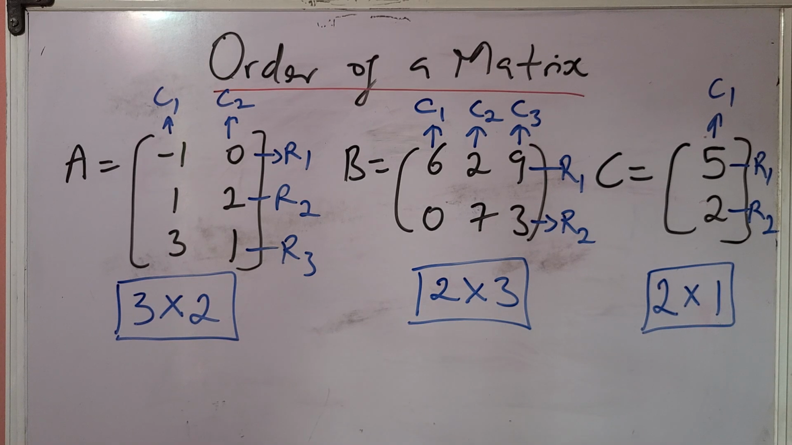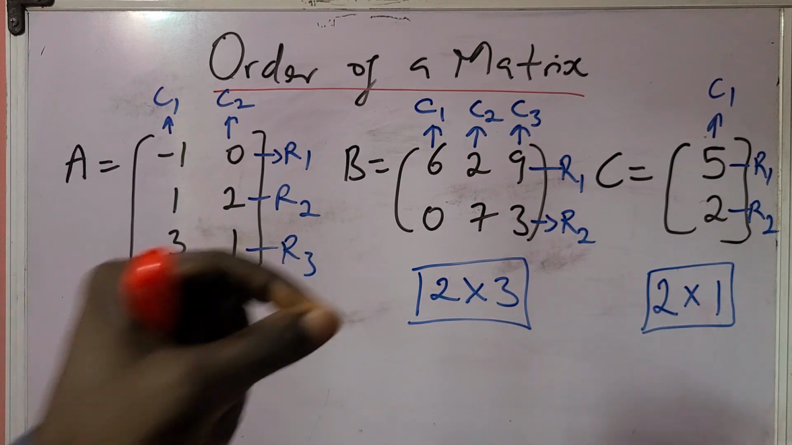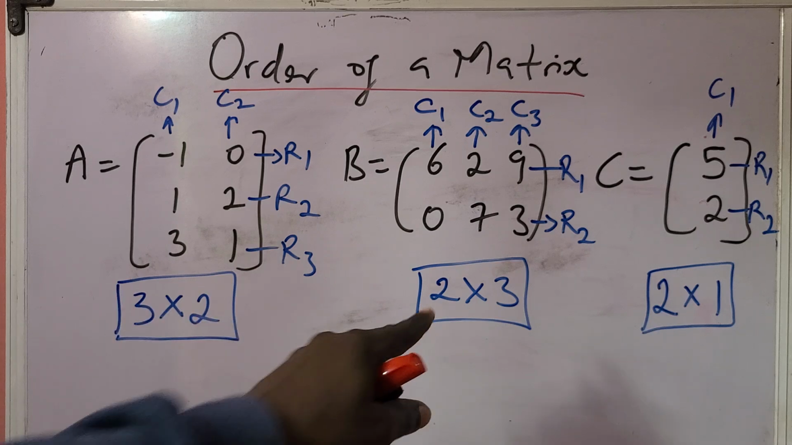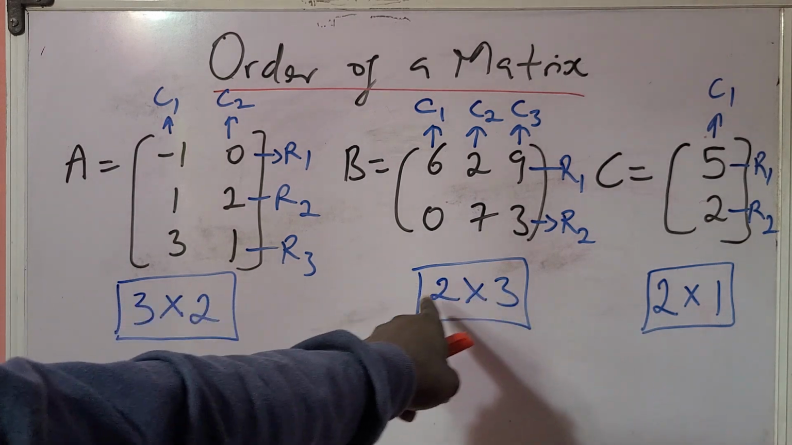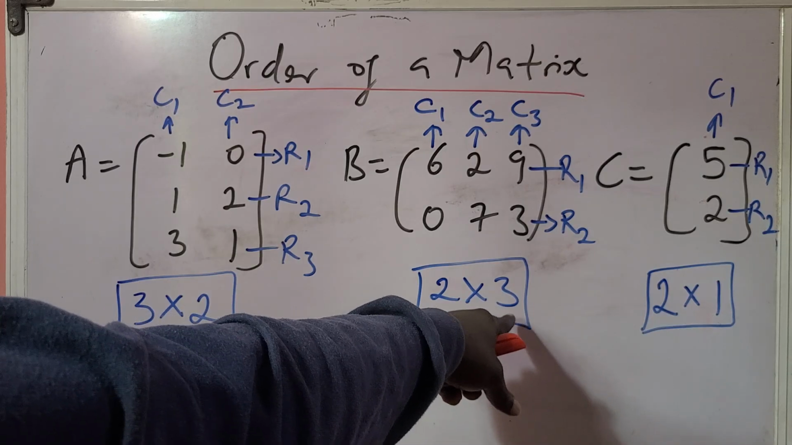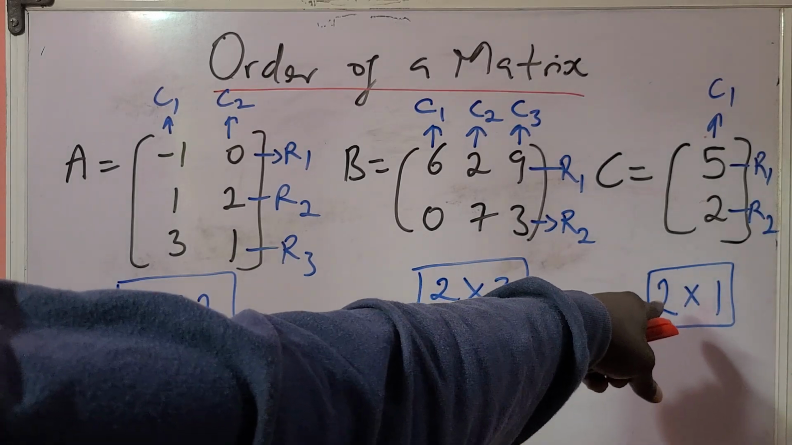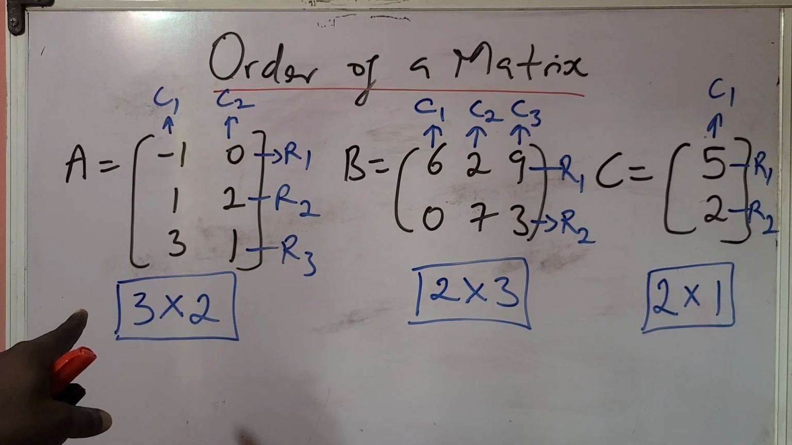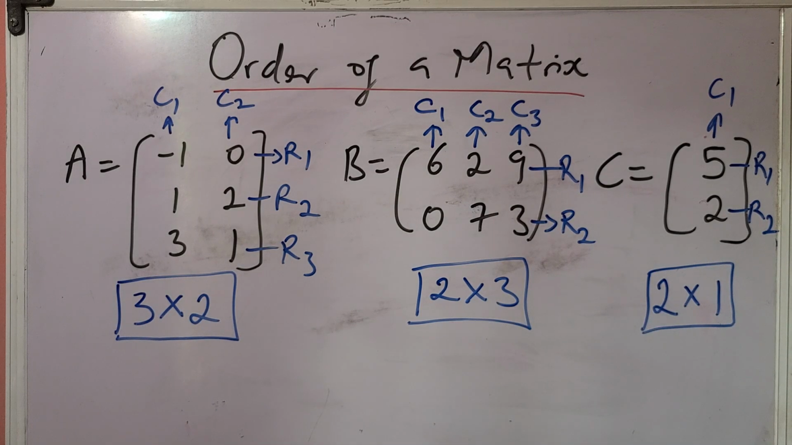It's very important to note that the first is always the row and the second is the column. So if you are given the order of a matrix, you can deduce the rows and the columns. If I'm given a 2 by 3 matrix, I know this matrix has 2 rows and 3 columns. Matrix C has 2 rows and 1 column, and matrix A has 3 rows and 2 columns.